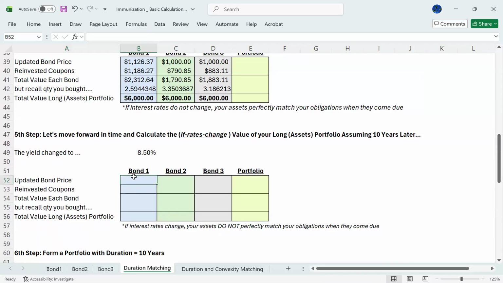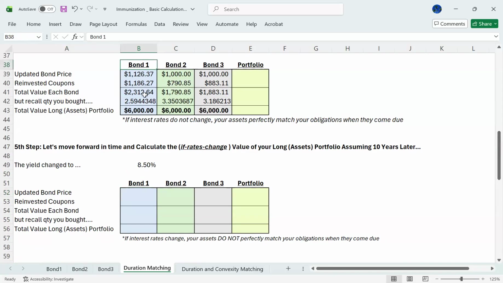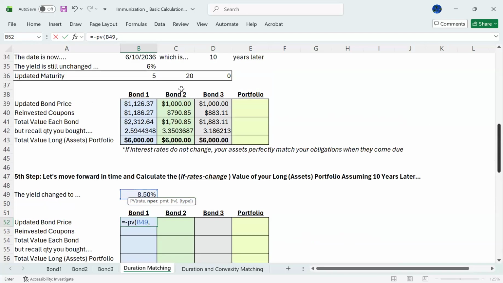So then what I will do is re-evaluate these three bonds. And keep in mind, what we are assuming is I either invest here, either invest here, either invest here. So updated bond price for bond one. Okay, now it's going to be minus PV. Now my rate changed to 8.5%. Okay, and then what about the number of periods? Now the number of periods is 5 years to maturity. So I'm 10 years later down the road.